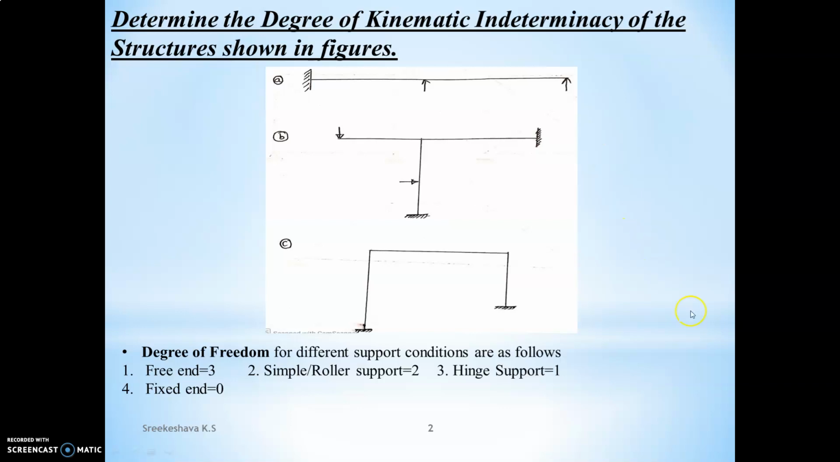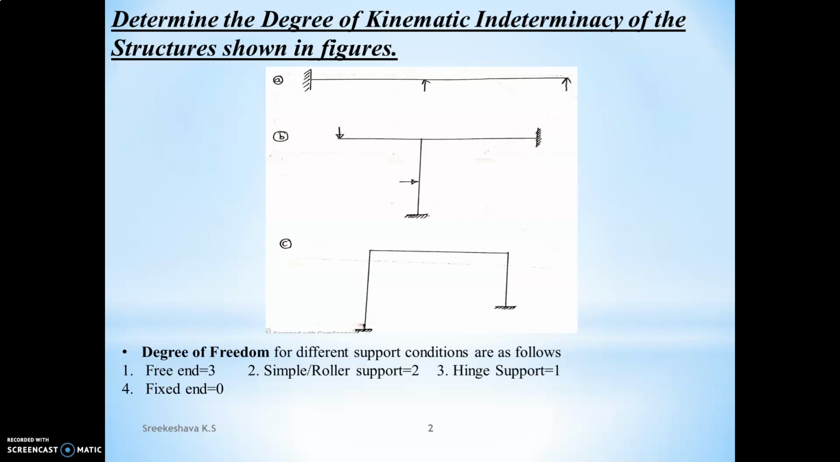Similarly, if you are having a hinge support, generally how many reactions are developed? There are two reactions, one in vertical direction and one in horizontal direction. But hinge will allow rotation. The reactions develop in x and y directions, but the possible displacements at each joint are two translations as well as one rotation. A hinge joint can prevent two translations, but it will allow rotation.